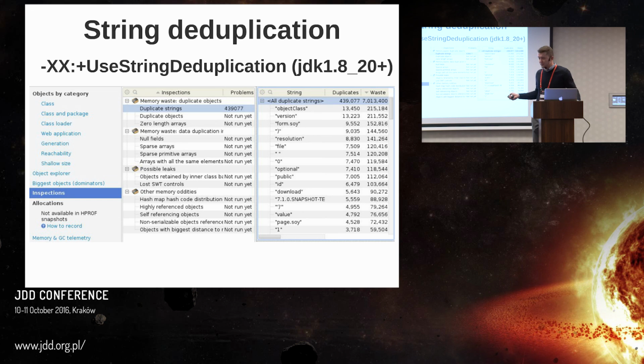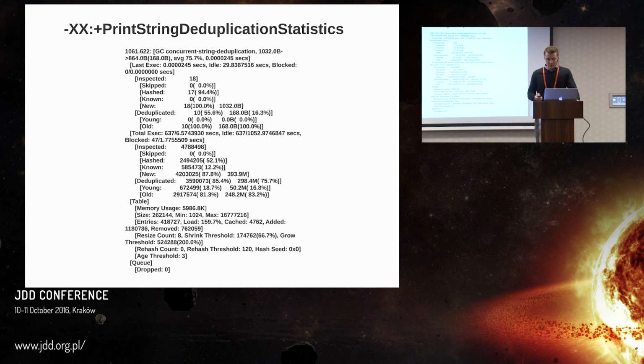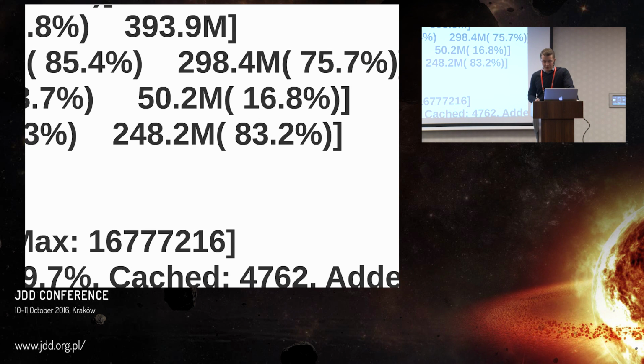These inspections are taken from YourKit, so you can use YourKit to take a heap dump and run those inspections like duplicated strings. You can enable this flag to get the statistics on how the deduplication is working. And during the runtime of this application, it saved almost 250 megabytes on all generations.